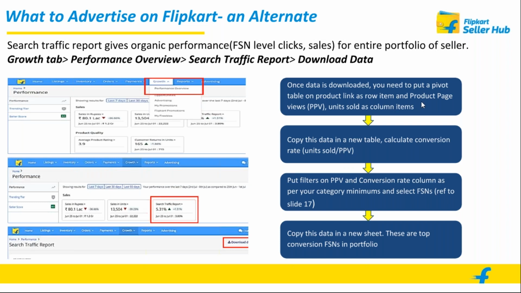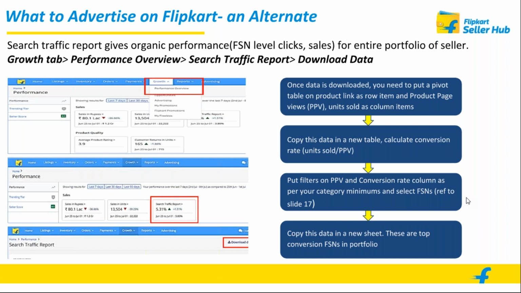Just follow these steps as we have said. Put a pivot on them, get these two data points, which are the product page view and the unit sold, on the columns part against each of the products, and calculate the conversion for them. Now put a filter on PPV, which is the product page view, and the conversion rate, which we will show in the next slides how to do. And then decide on which products you need to select.